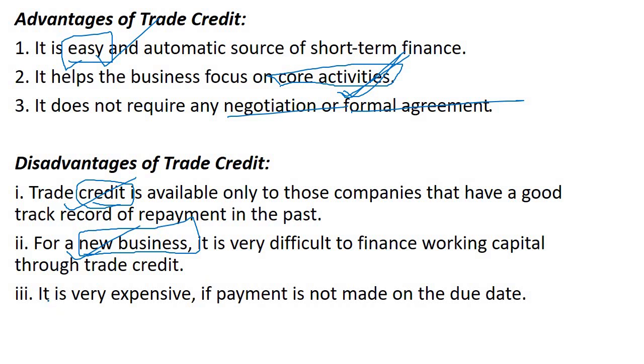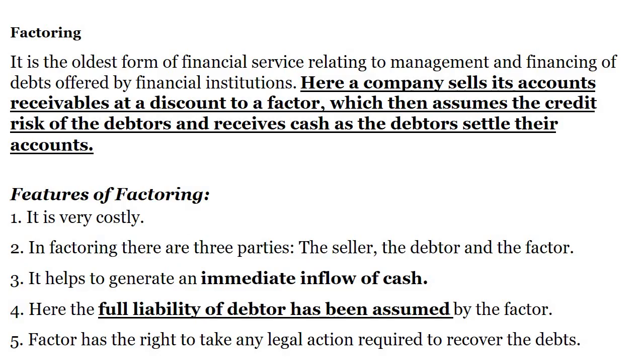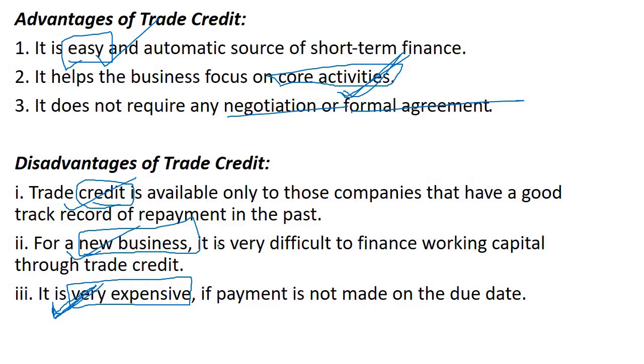It is very expensive if payment is not made on the due date. Like I told you, it is very expensive. The supplier can take you to court, if there is an agreement. You will lose the supplier, and the supplier can also charge interest on the trade credit. So that is about trade credit.